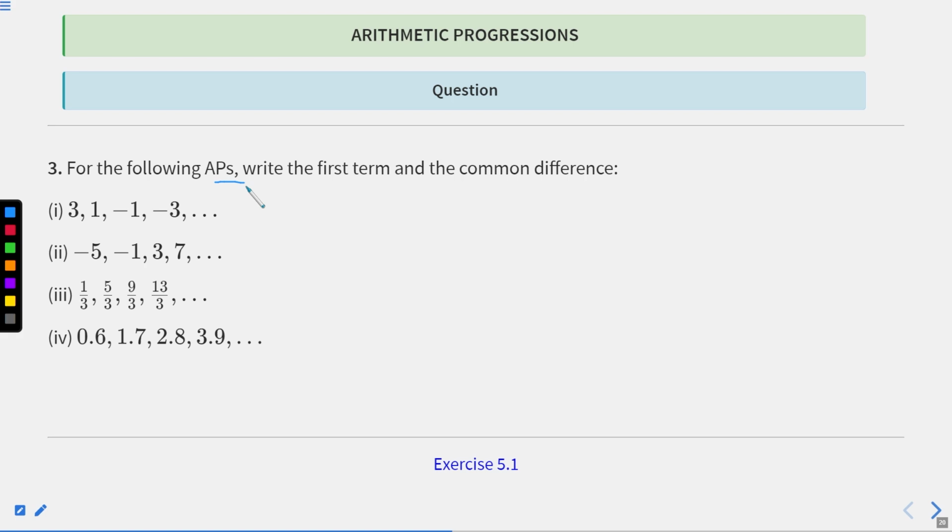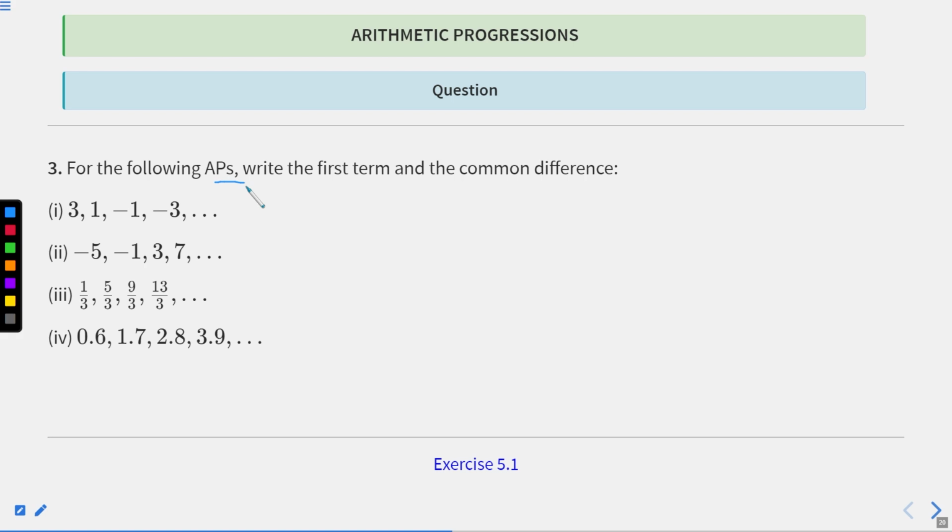In the third one we have 1 by 3, 5 by 3, 9 by 3, 13 by 3, and so on. And in the fourth one we have 0.6, 1.7, 2.8, 3.9, and so on. So for the following APs, we have to write the first term and the common difference. You can easily find the first term of these APs.